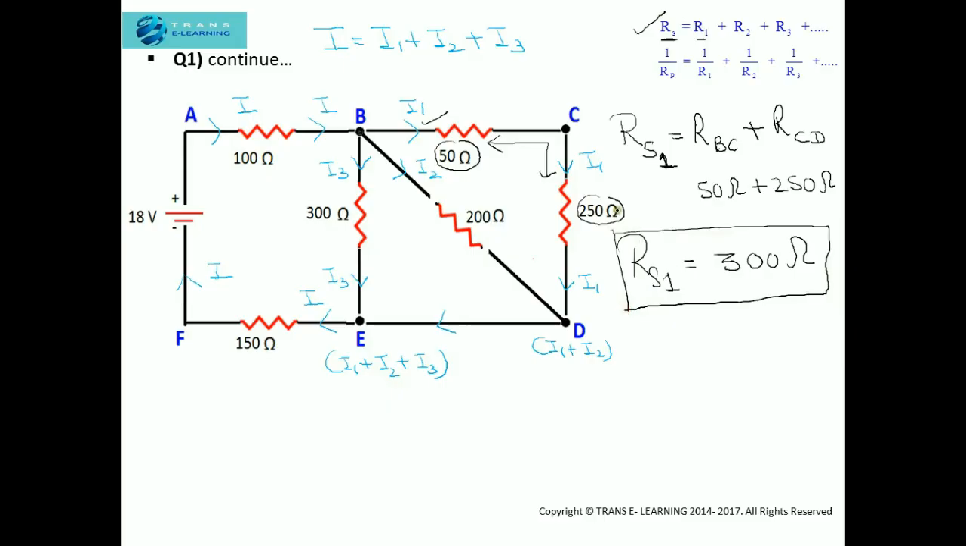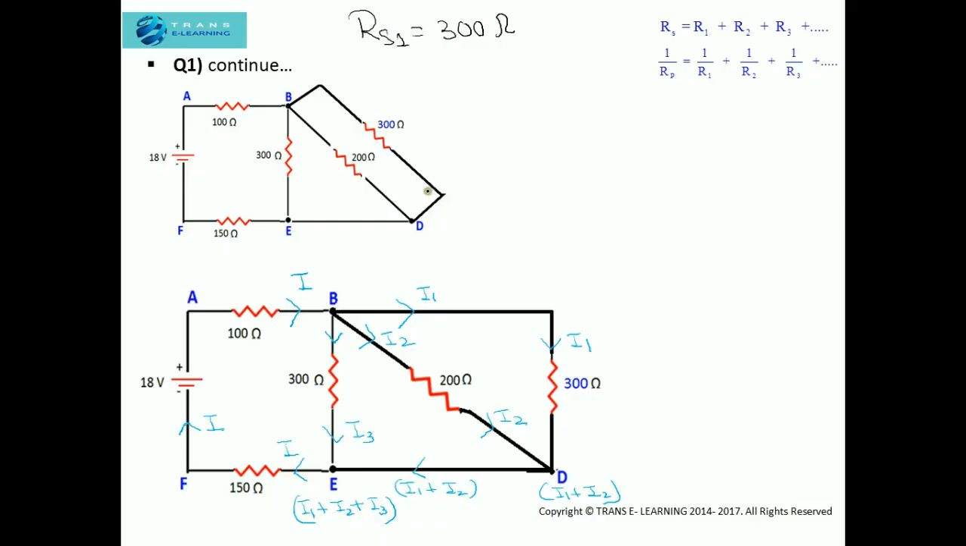Now we have calculated the equivalent resistance of these two resistances. Now how will the circuit appear? You can see here the circuit will look like this, but for the sake of simplicity I have made the circuit like this so that it's easy for us to solve the problem. Now you can see that the current entered the circuit at B and it got divided into three currents, that is I3, I2 and I1. Now you can see that this current I1 is flowing through the 300 ohm resistor, I2 is flowing through the 200 ohm resistor, and I3 is flowing through the 300 ohm resistor.